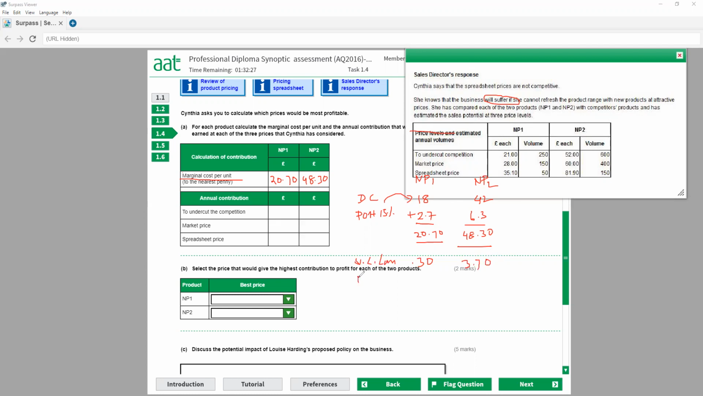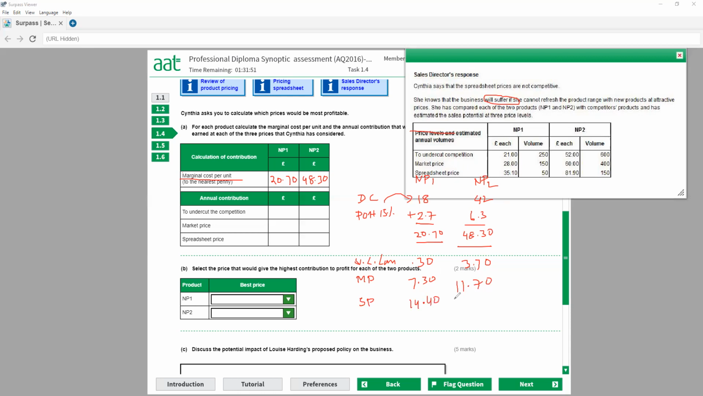Then for the market price, 28 minus 20.70 will give me 7.30. And 60 minus 48.30, if I follow the market price, my contribution will be 11.70. And finally, the spreadsheet price, the proposed price, if I keep the price at 35.10, this gives me a contribution of 14.40.